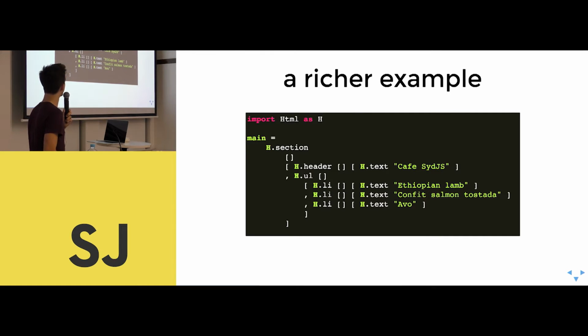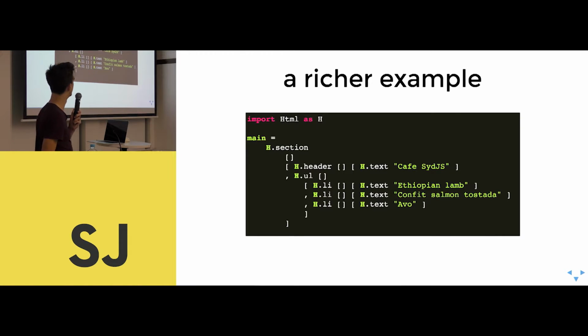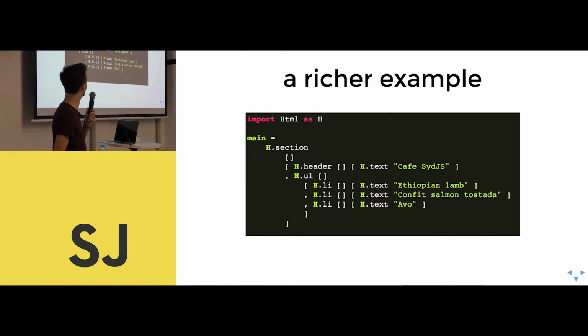Here's a little bit of a bigger example. Once again, it's just a section on the page. This is a cafe. I'm going to set up a cafe here because there's not enough hipster food available on this side of the room. So we're going to sell some Ethiopian lamb and some confit salmon.